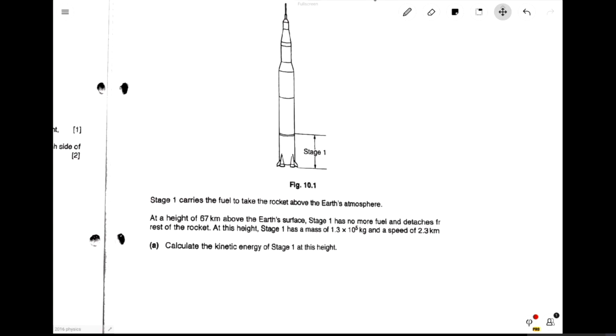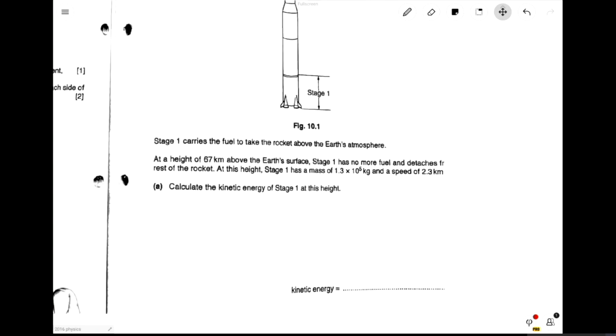Calculate the kinetic energy. So that rings a bell, right? Energy is half mv squared. So half times m times 1.3 times 10 to the power 5 v. What's the v?